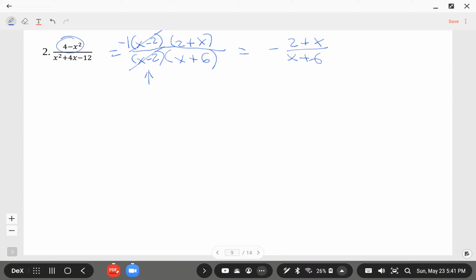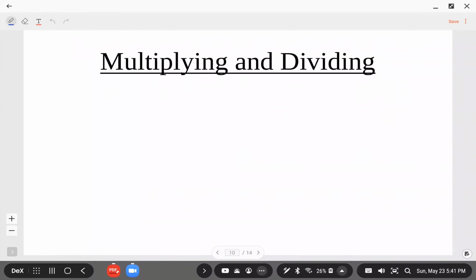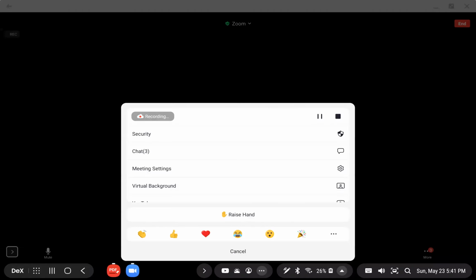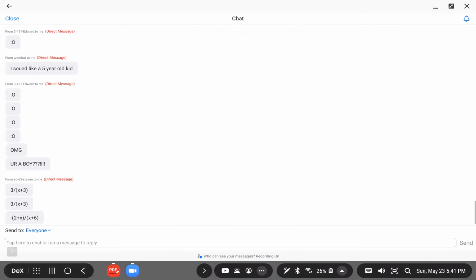All right, so what are the excluded values? Look at the denominator. We have 2 excluded values. So x does not equal -6, and it does not equal 2. All right, so multiplying and dividing, any questions? No questions? All right.